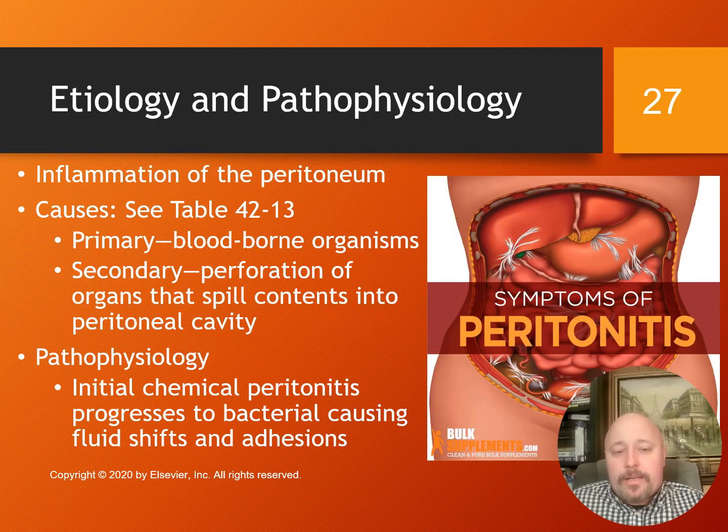Peritonitis. Peritonitis is that inflammation of the peritoneum. It's primarily caused by blood-borne organisms, could also be secondary to a perforation of the organs that spill their contents into that cavity. The pathophysiology is initially a chemical peritonitis that progresses to bacterial, causing fluid shifts and adhesions.